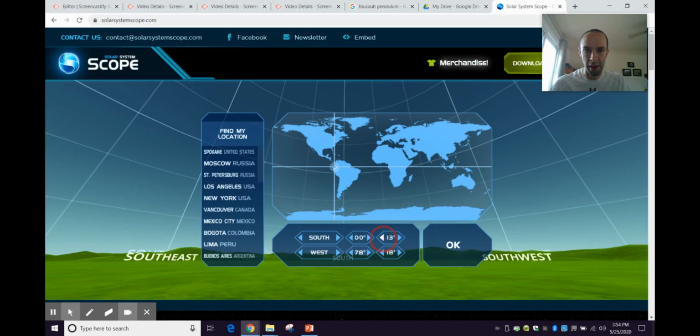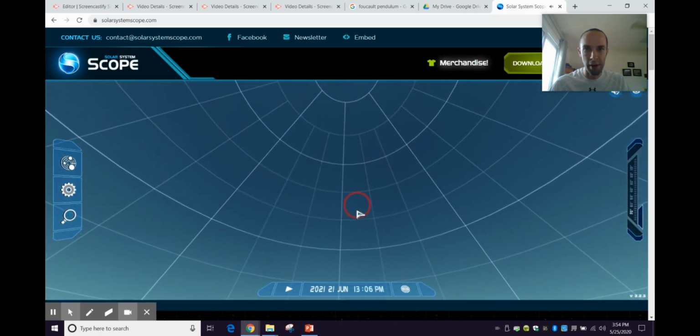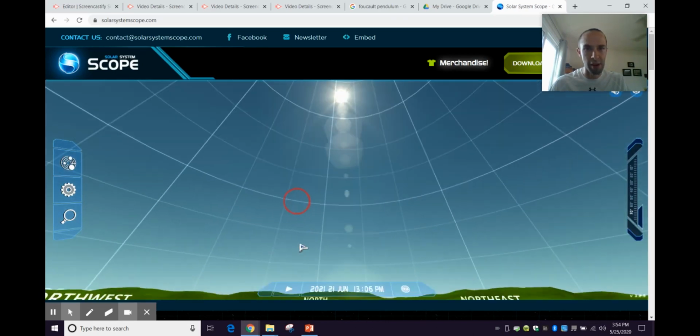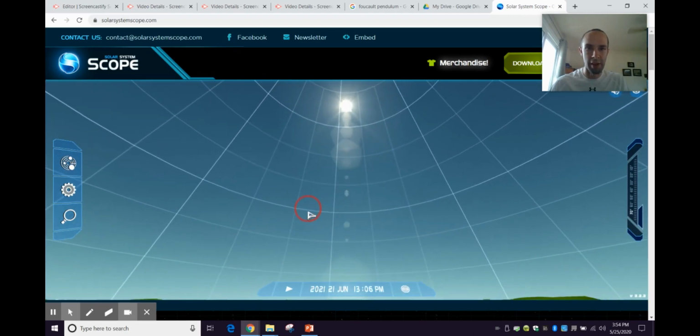Just going to hold the button down until it's 0 perfectly. All right, so now we're at the equator perfectly. Now notice, where's the sun? Where's the sun? You can't see it. It's actually over here. Interesting. Okay, and you'll notice that it's lower in the sky on this date.